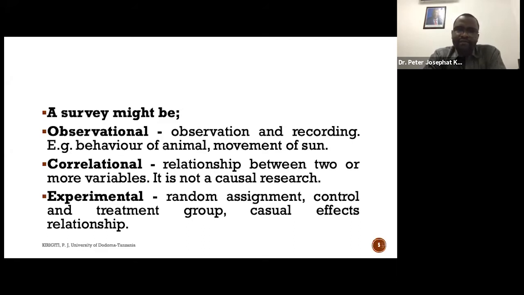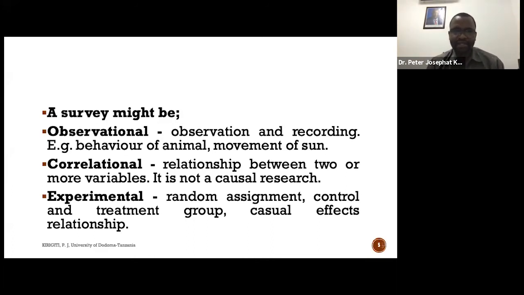Thinking about establishing the relationship between two or more variables, which is basically not for causal research, we can go for the correlation. The interest is just to find the relationship between variables. We are not interested in the causal survey. Also, if we are interested in establishing a causal relationship, that means we'll opt for experimental design.